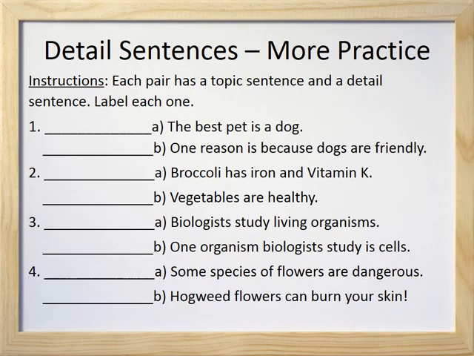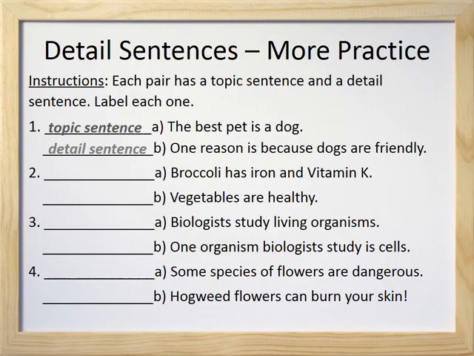Now let's check our answers. Number 1, A is a topic sentence. B is a detail sentence. How do we know this is true? Because detail sentences give reasons or examples that explain that topic sentences are true. So, detail sentence B, one reason is because dogs are friendly, gives us a reason that the topic sentence A is true. It gives us a reason why the best pet is a dog.